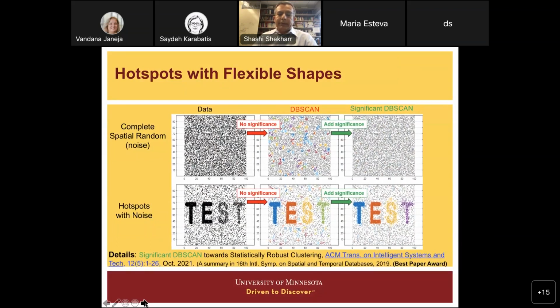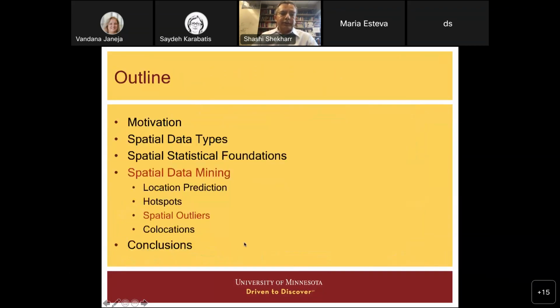If you declare a neighborhood to be a hotspot of some disease by mistake, the cost is very high. The neighborhood gets stigmatized, people stop going, they lose business, politicians lose elections. So you have to be a little more careful than in average data mining applications. That's mostly what I wanted to say about hotspots. Again, let me pause here and see if there are any quick questions.